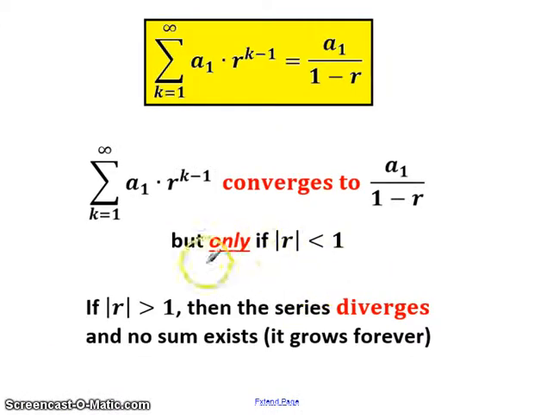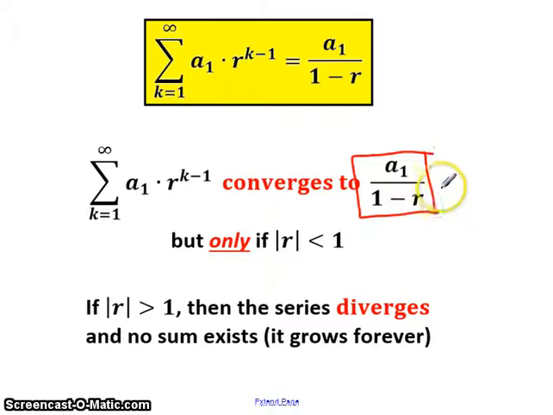And so if and only if the value of r in magnitude, and we can use the absolute value to get the magnitude, if the absolute value of r is less than 1, this series, this sum, is going to converge to an actual number. If I add up from 1 all the way to infinity, if I add every term in this sequence, going on and on forever, I actually get a single number, and this is the formula that I get: a sub 1 divided by 1 minus r.